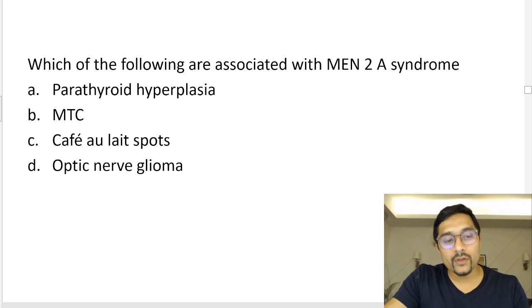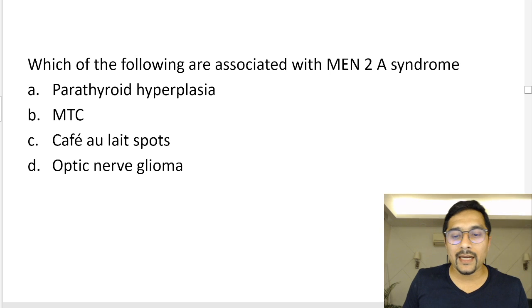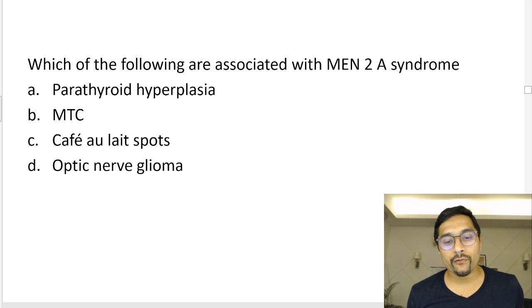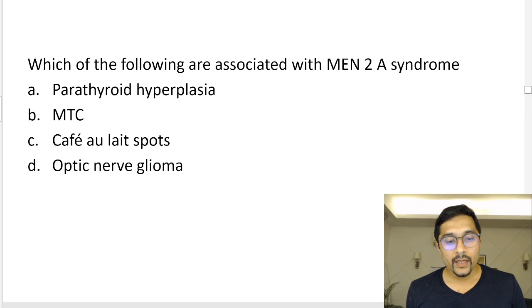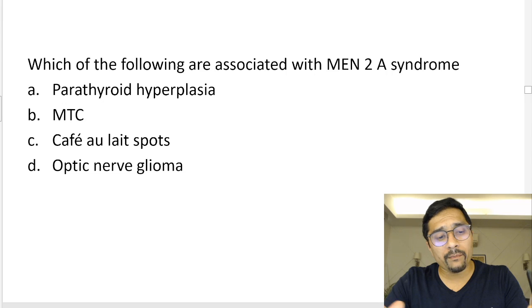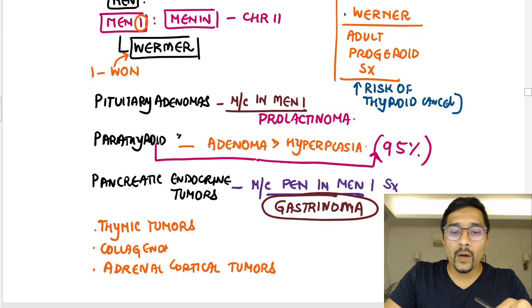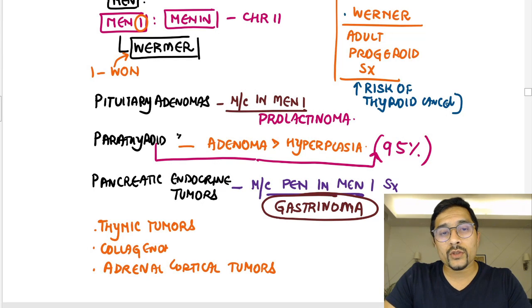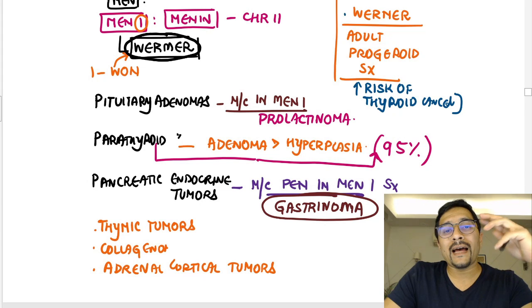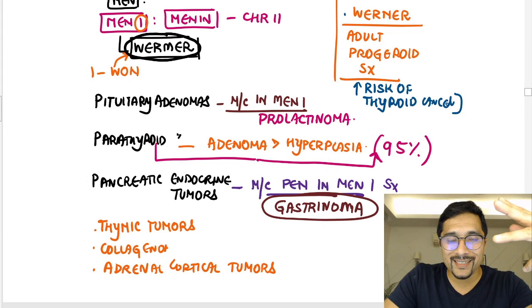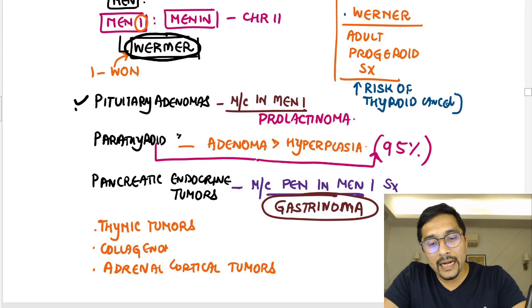MEN syndrome is also a very important topic which is frequently asked in the exam. Which of the following are associated with MEN2A syndrome? So MEN2A syndrome, you should know MEN1 and MEN2. MEN1 is menin gene on chromosome 11. This is also known as Wermer's syndrome, and there are 3 P's which are seen here. You have pituitary adenomas.